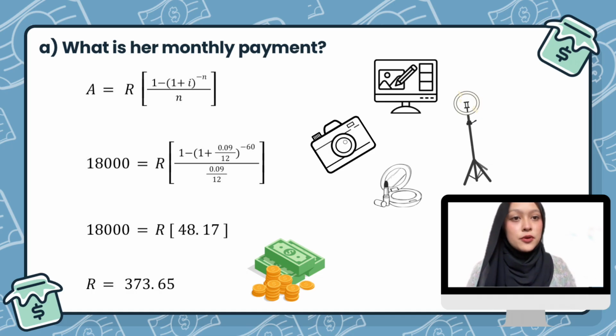Here's what we know: she borrows 18,000 ringgit and the loan is for 5 years, which is 60 months. The interest rate is 9% per year, so monthly it is 0.09 divided by 12. So, after putting everything in the formula and calculating, the number will pop up as R equals 373 ringgit and 65 cents. So basically, if she borrows 18,000 ringgit, she has to pay around 373 ringgit and 65 cents every month. Simple as that. And that already includes the interest. That's all from me. Thank you.